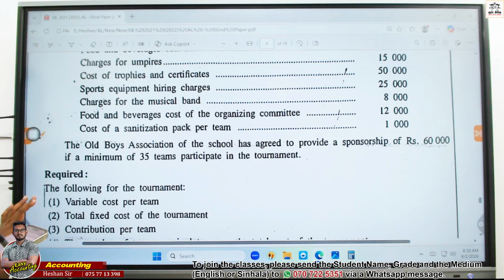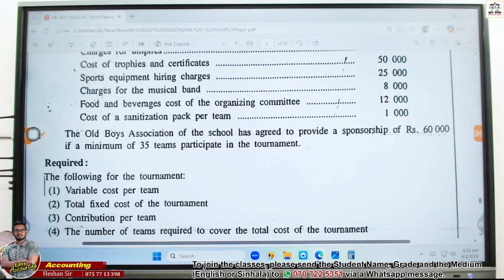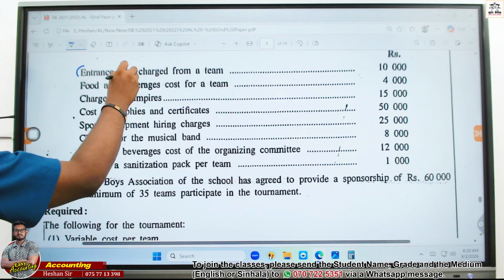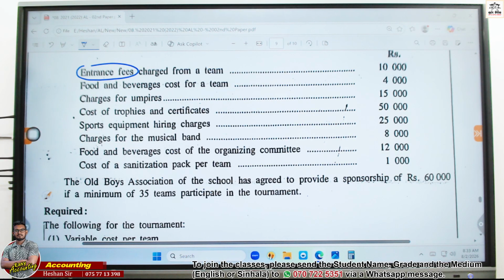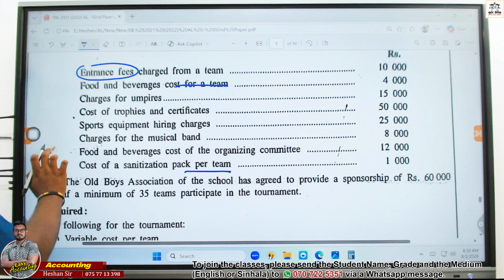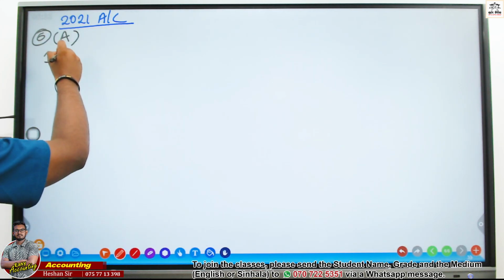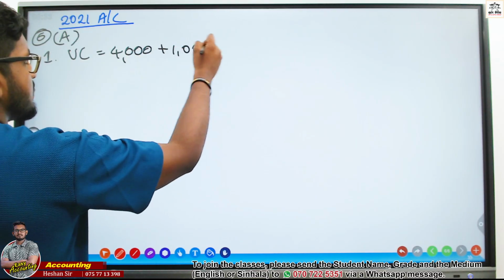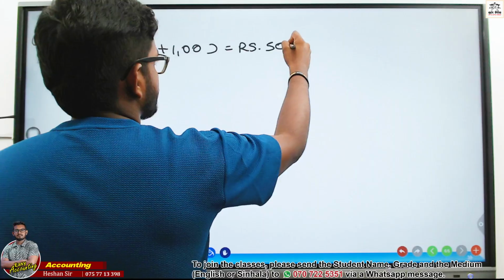First of all, what are they asking? Variable cost per team. Entrance fee is the amount we charge, it is not a cost. Food and beverage, right, per team, and there is another item. These are the only ones. Variable cost is 4,000 plus 1,000, that is only rupees 5,000.